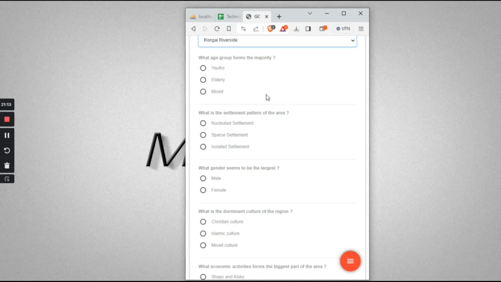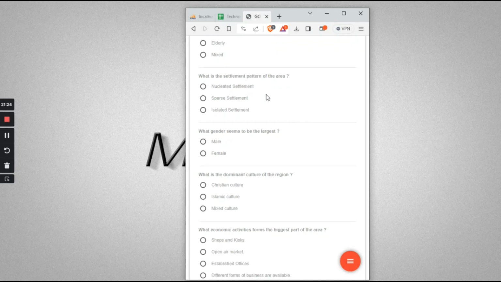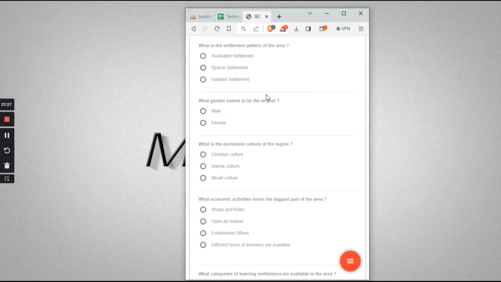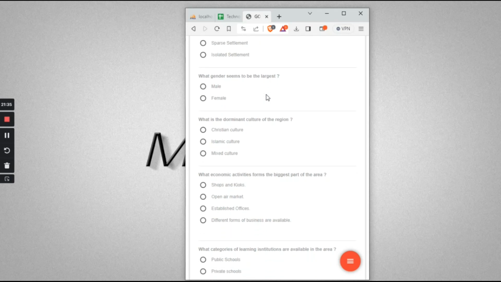What is the settlement pattern? Is it nuclear? Is it sparse or isolated? That will give you a very clear model on how you are going to span your network, or to design your network topology. And what is the gender? Of course, by knowing gender, you'll be able to know what kind of applications you can run. And what is the dominant culture, for example, in terms of religion? Are these people Christians? Are they Islamic? Is it a mixed culture? So understanding culture is very crucial, because this is what gives you the ideal picture of that community.